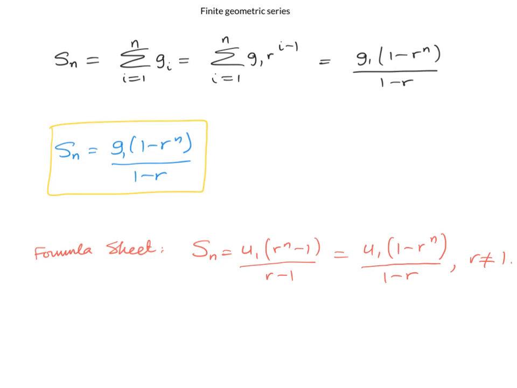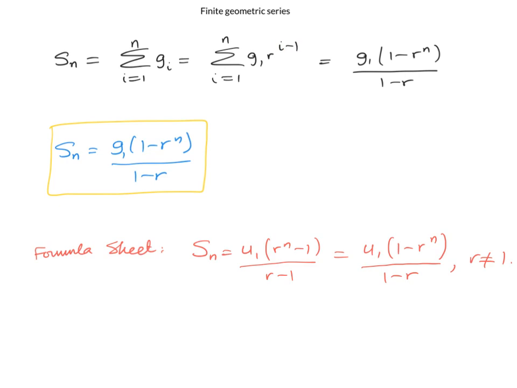This lesson is about finite geometric series. So once again, we're looking for Sn, but this time we're doing it for a geometric sequence. We're adding up the terms of a geometric sequence: the sum from i equals 1 to n of g sub i. And of course, g sub i is given by g1 r to the i minus 1.